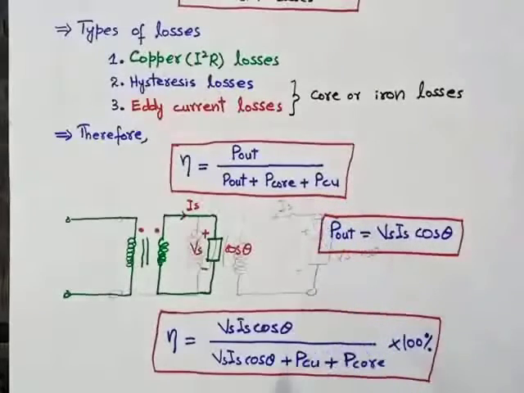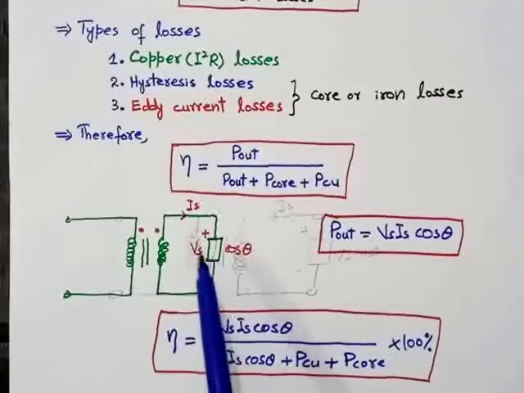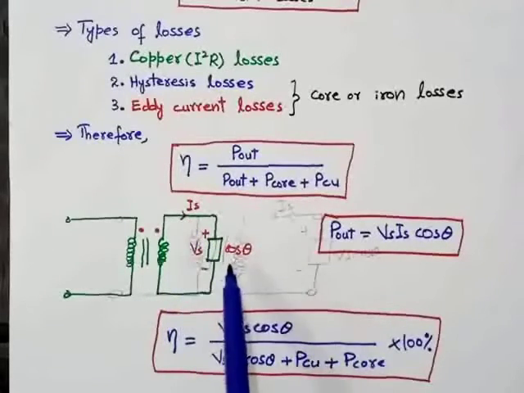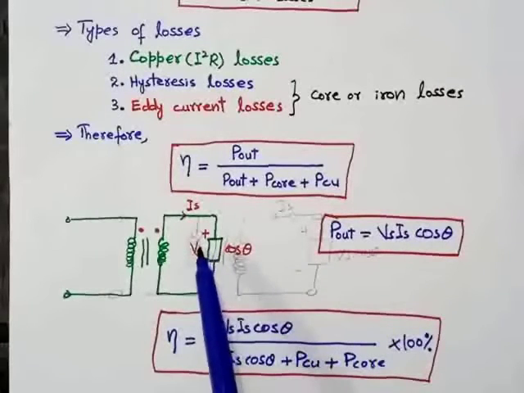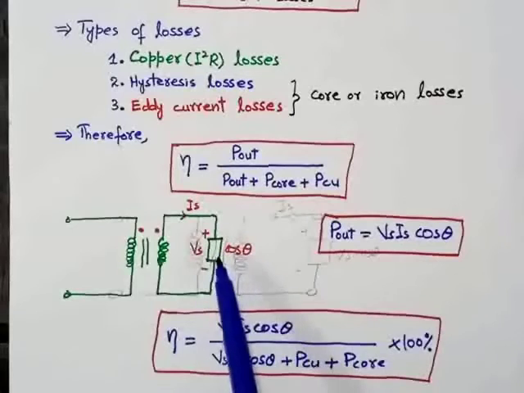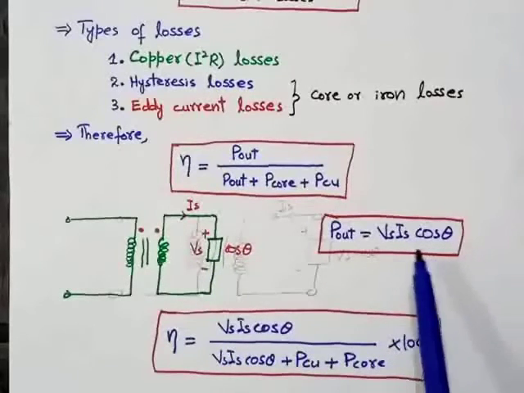So this is the transformer and this is the load. As we know, we connect the load at the secondary side of the transformer. Let the voltage across the load be Vs and the current flowing through the load be Is. So this is the cos theta power factor of the load. So output power will be equal to Vs, the voltage across the load, into Is, the current across the load, into the power factor, that is cos theta.